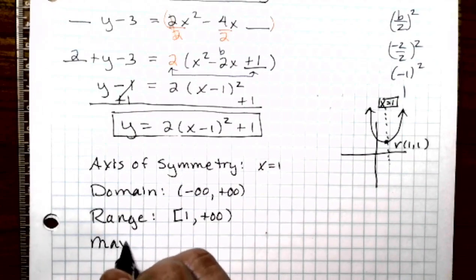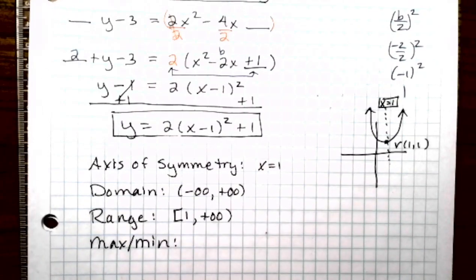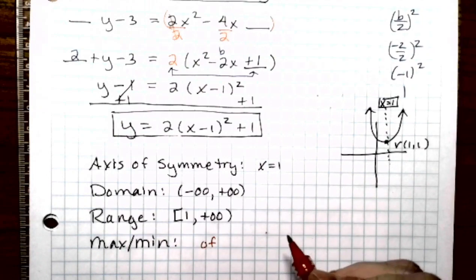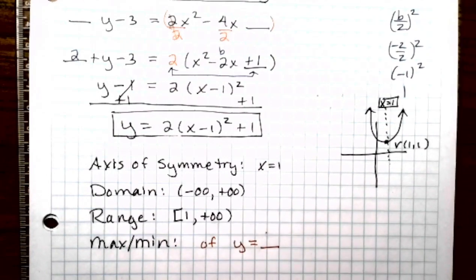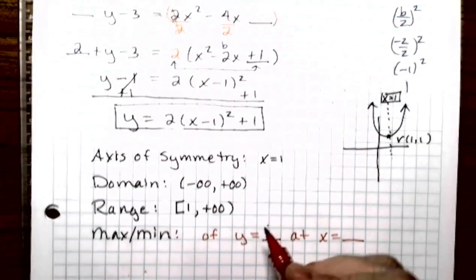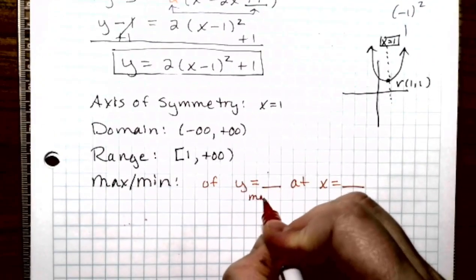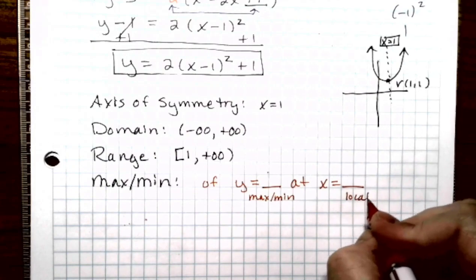All right. Maximum or minimum. This is when we're going to be adding. And the format for maximum and minimum is you say max or min of, and then you give your y value, y equals a number, at, and then x equals a number. So the y is your max or min, and the x is the location.